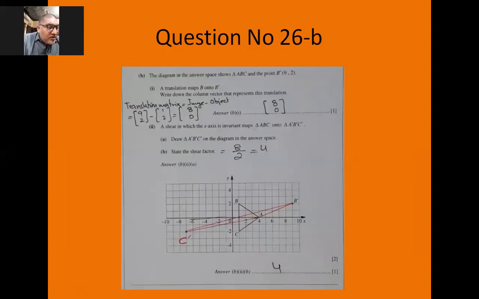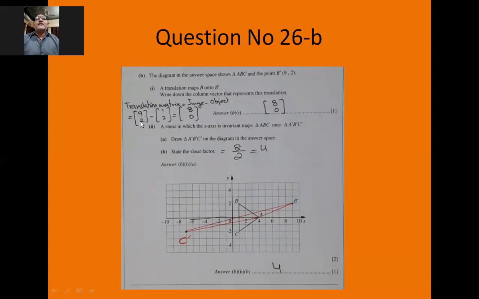Okay. Question number 26, part B. He says the diagram in the answer space below shows a triangle ABC and the point B prime, whose coordinates are (9, 2). A translation maps B onto B prime. Write down the column vector that represents this translation. So B is the object and B prime is the image. The translation vector is image minus object. The image is (9, 2), and the object is (1, 2).